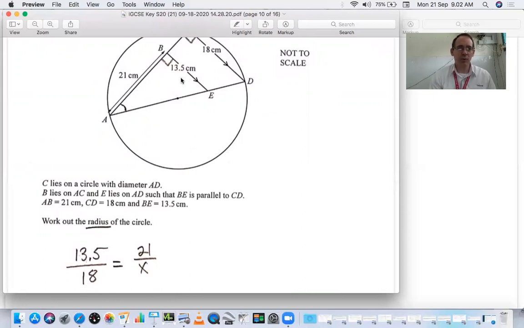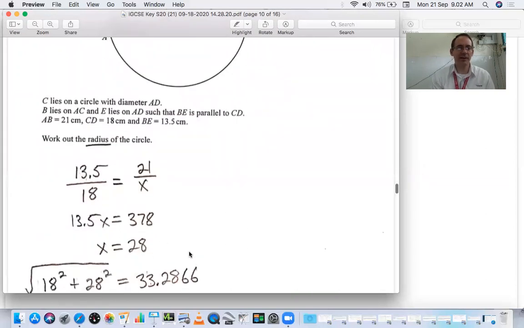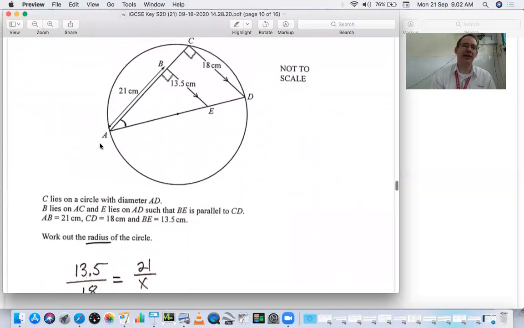You can either do one triangle to the other, or you can do the triangle within itself and then set it equal to the same ratio for the other triangle. So I chose to do 13.5 to 18 is 21 to x. Cross multiply, solve, you get x equals 28. So the full length of AC is 28.